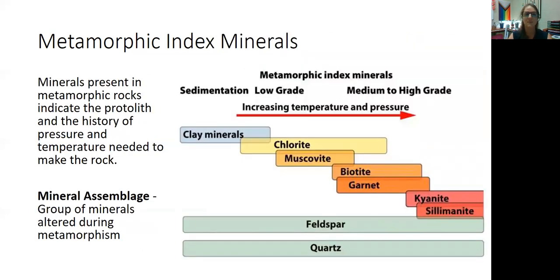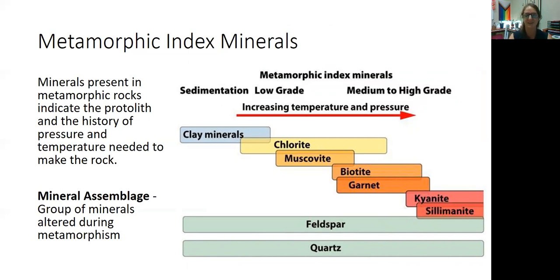So this means that metamorphic rocks have index minerals, right? There are some minerals that only form in low grade, some minerals that only form in high grade. So if you see a group of minerals in a metamorphic rock, you can figure out the grade of that metamorphic rock. And we call those minerals that exist together the mineral assemblage.